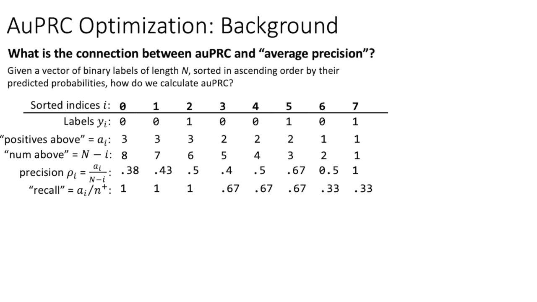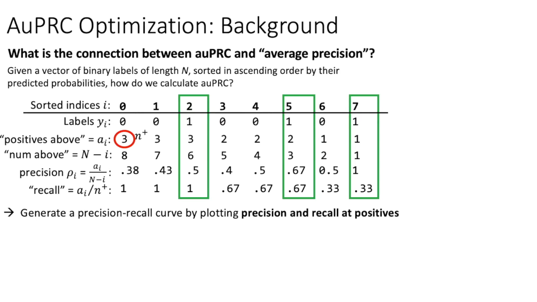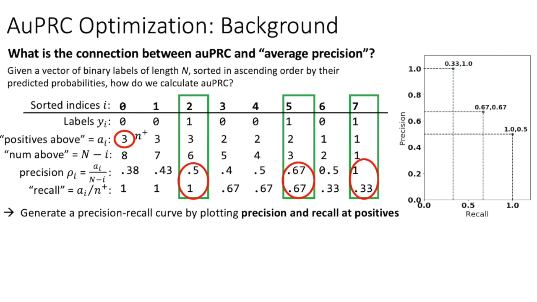Finally, the recall is the number of positives ranked above an index divided by the total number of positives. We use n plus to denote the total number of positives. To get the value of n plus, we can simply look up the value of A_0, which in this case is 3. We can now generate a precision recall curve by plotting the precision at unique values of the recall. Note that the recall changes at the indices of the positives. Thus, we can create our curve by plotting pairs of precision and recall values at the positive examples.